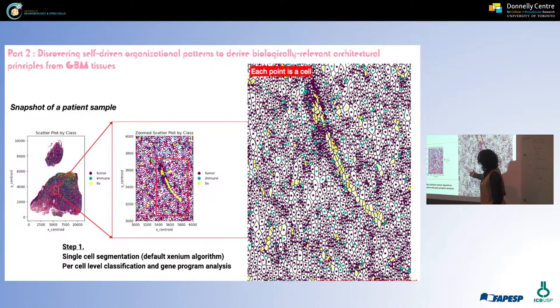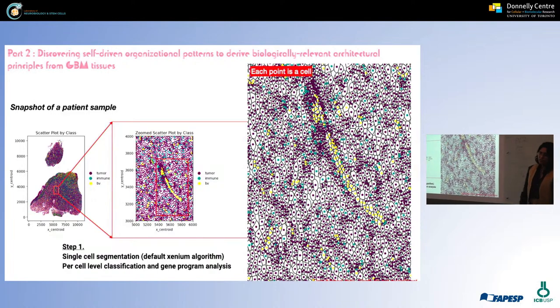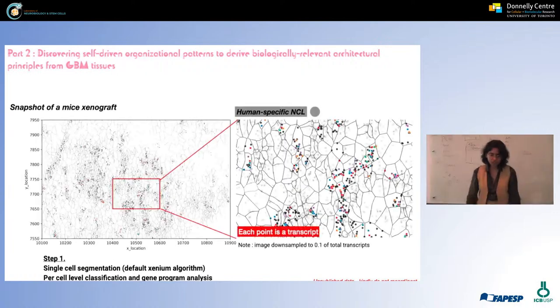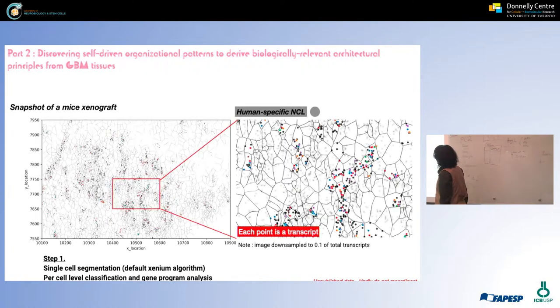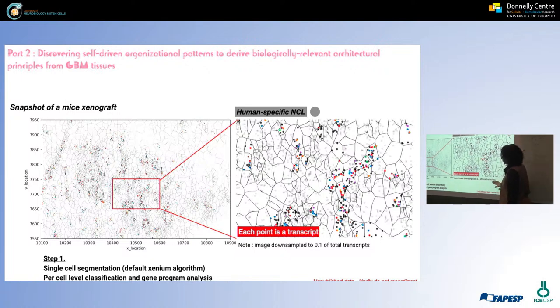But when you look at cell centroids, it doesn't give you the cell shape. So now I've superimposed the cell shape over it. But the Xenium cell segmentation is not accurate, so I always like to use another method. Now for the mouse, it's just an example. So this one, I blew it up. Now these are actually transcripts. I downsampled it to just 0.1% of the total transcripts.